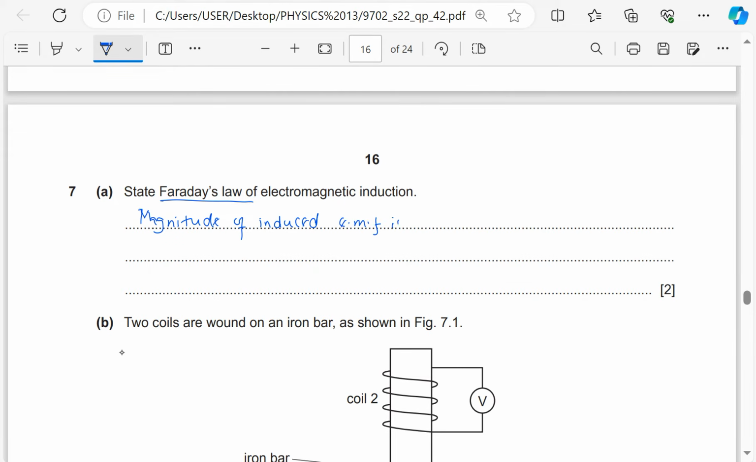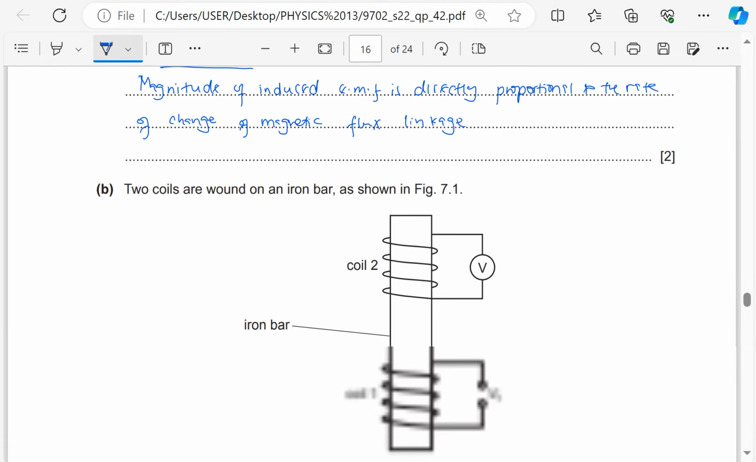Magnitude of induced EMF is directly proportional to the rate of change of magnetic flux linkage. If it was Lenz's law, it would be about the direction of the induced EMF being such as to cause effects that oppose the change producing it.